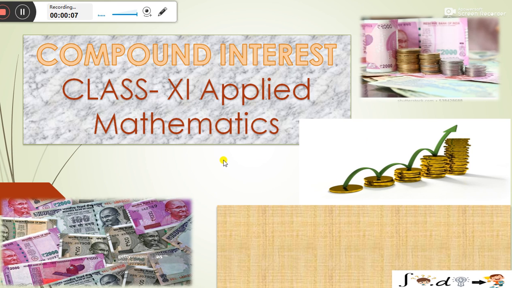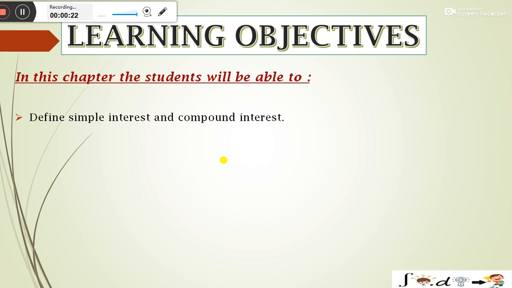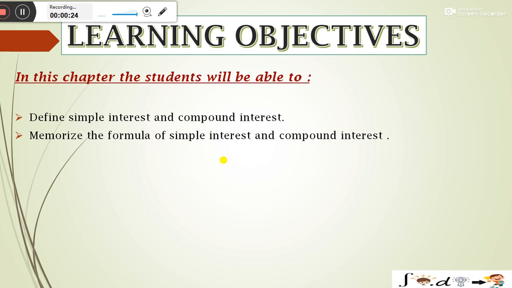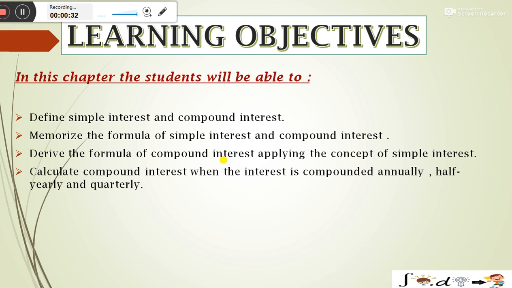Today we have to start the new chapter, that is compound interest. You already did it in previous classes, that is in 8th class. And now, first of all, the learning objectives. In this chapter we have to study simple interest and compound interest, the formula for simple interest and compound interest, and the derivation of compound interest by applying the concept of simple interest. Calculate compound interest when the interest is compounded annually, half-yearly and quarterly.